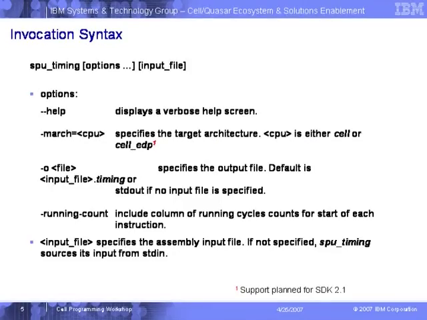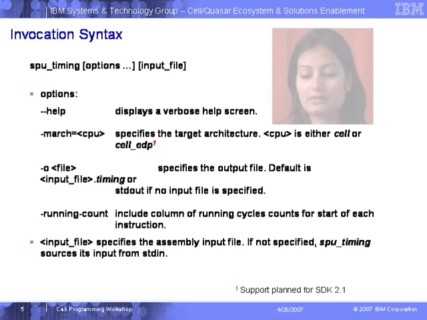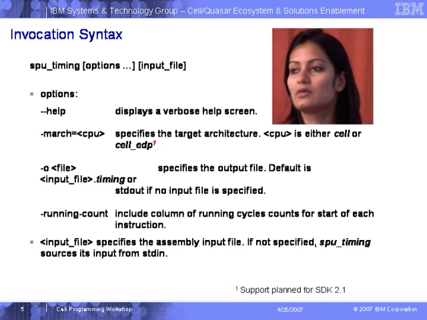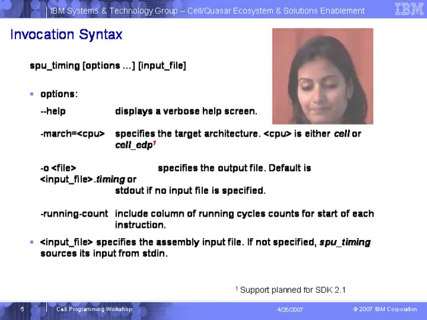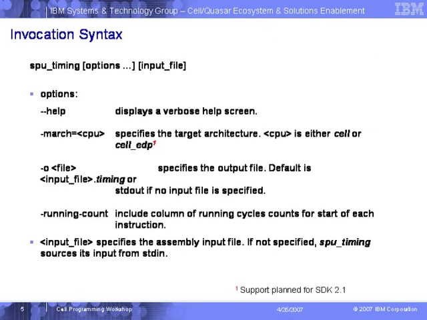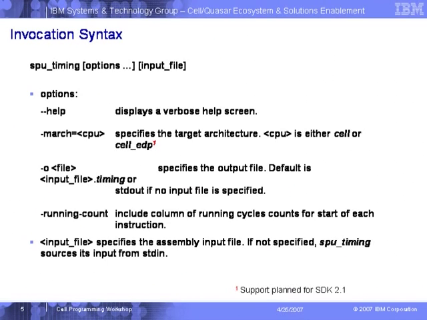And these are the command options. This is how you invoke spu_timing, and these are the options you can give on the command line. Help will display the verbose output. Then you can specify the architecture you are trying to profile; you can provide the target architecture with the -M option. If you don't want the default naming, you can give a different name on the command line. And then you can count the number of cycles from the start of each instruction by giving the -running-count parameter, and then the input file.